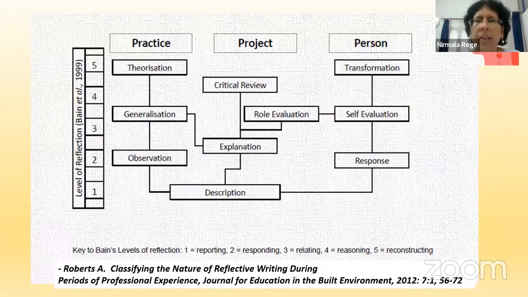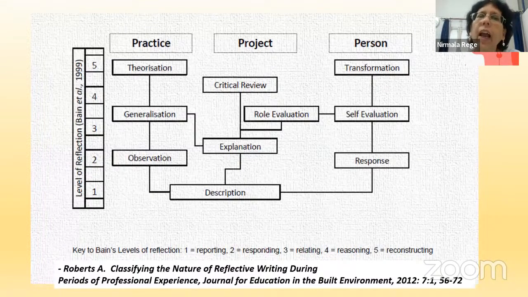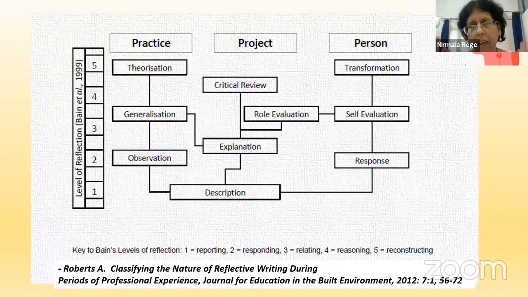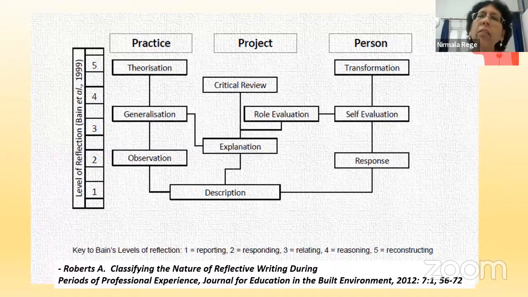This is another scheme, by Bain, who has put reflection into 5 levels. Level 1 is reporting, level 2 is responding, level 3 is relating, level 4 is reasoning, and then reconstructing. And he has taken all 3 things into focus. One, as I said, is the profession or the practice, what they are doing. The second one is the project. And the third one is their self, the person.